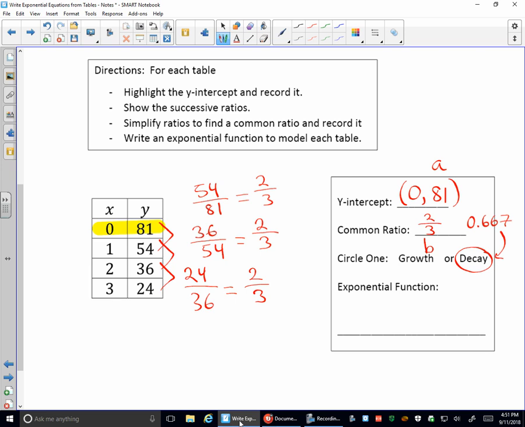All right, so we're ready to write our equation. So we have y equals a, I know what happened there. So we have that a value of 81, our y-intercept or initial value, in parentheses the common ratio of 2/3, and the exponent or the power is x. And right there, we have now written an equation to model our table.